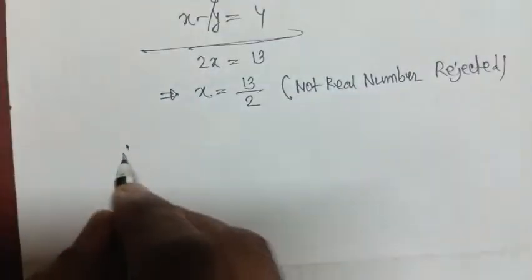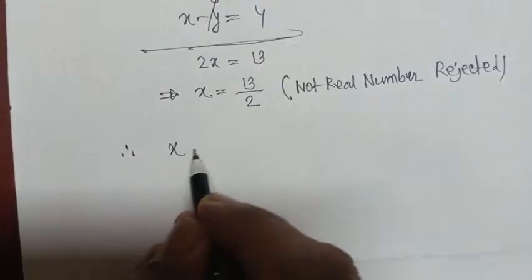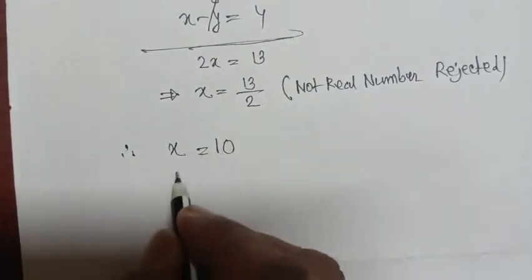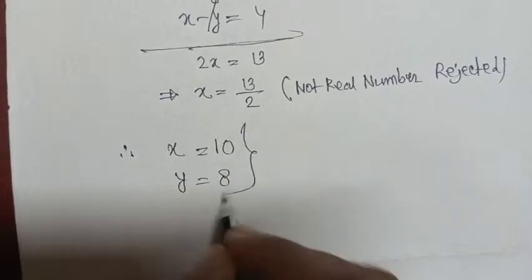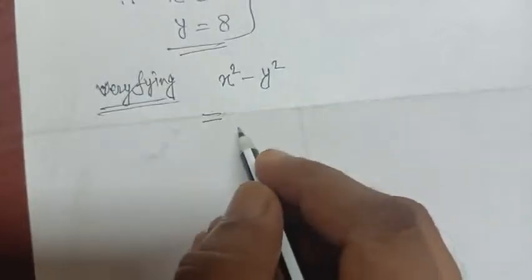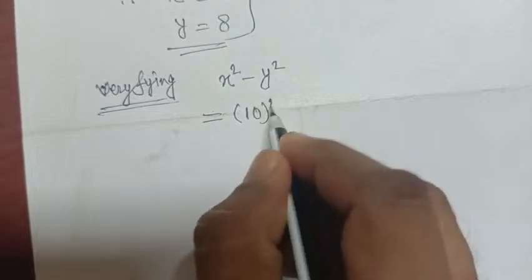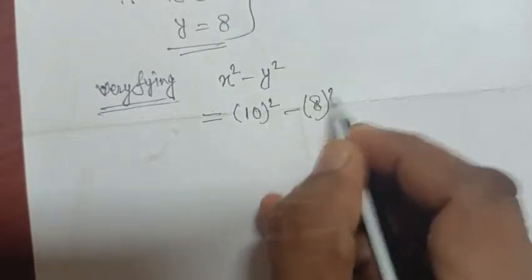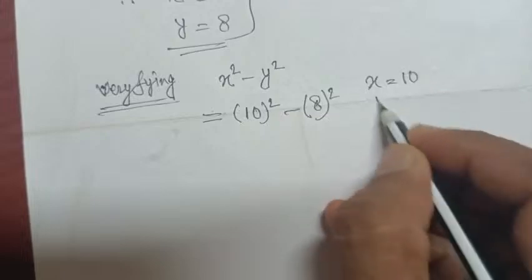So we get only the value of x is equal to 10 and y is equal to 8. So these are the two real numbers we get as a solution of x and y. Now checking, verifying. We got the equation x square minus y square is equal to 36. So we are going to prove this. So we are putting the value of x and y, that x is equal to 10 and y is equal to 8.